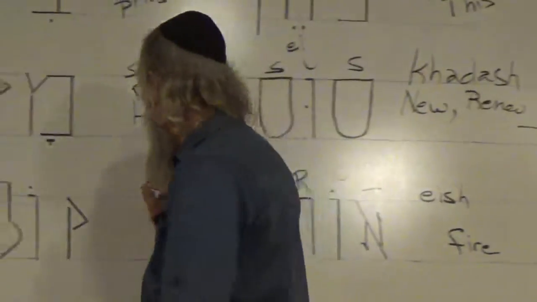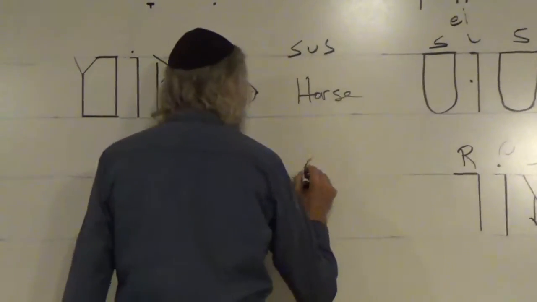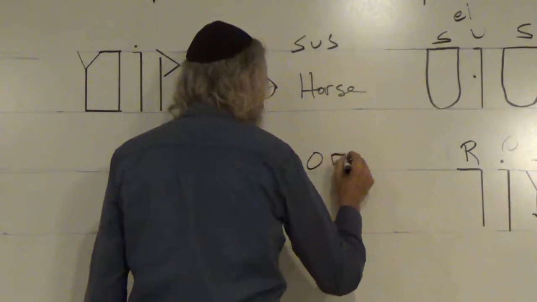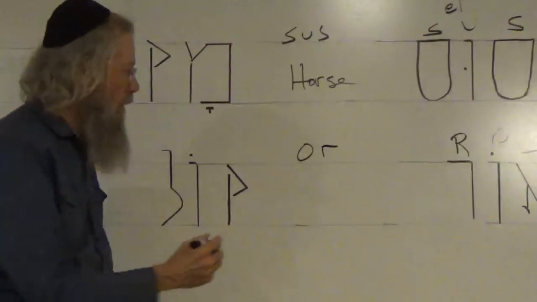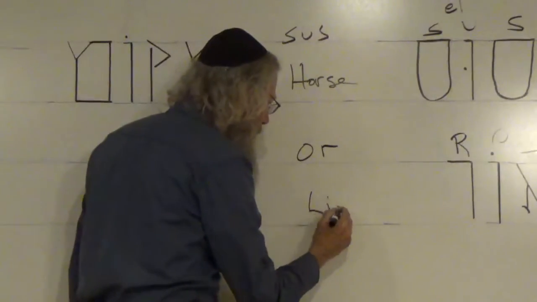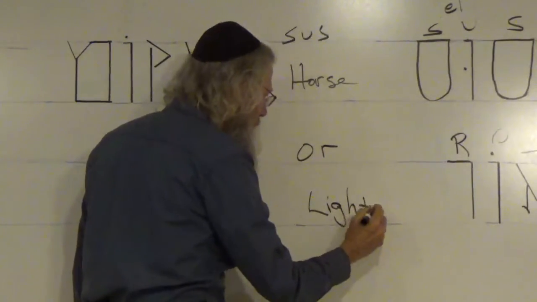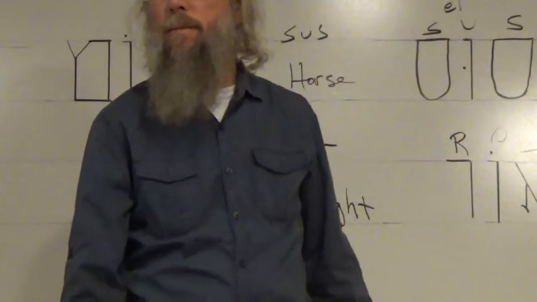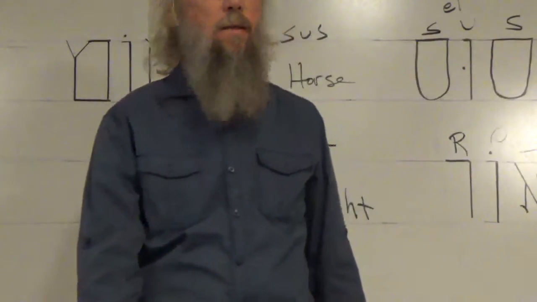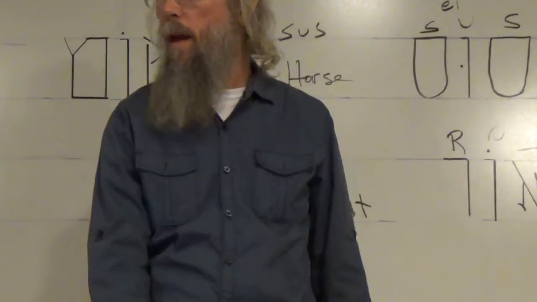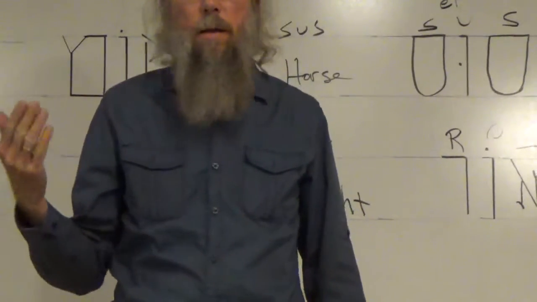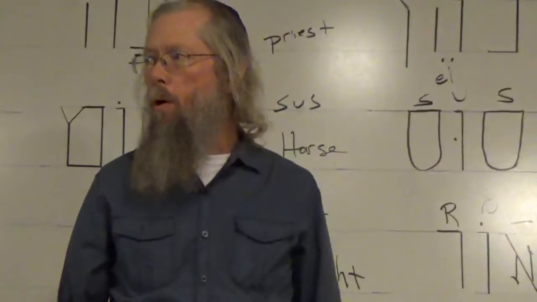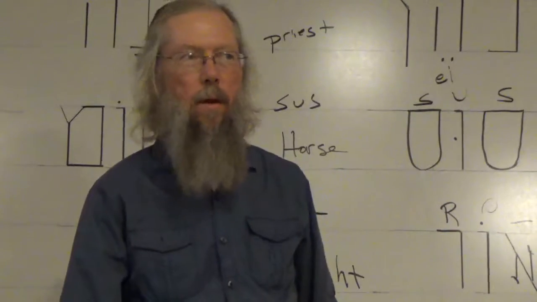So everyone say or. No, this is not like either or. This is another or. Light. Like or shel Shabbat, the light of Shabbat. That's out of the bracha that the women say when they're lighting the Shabbat candle. Or shel Shabbat, the light of Sabbath, the light of Shabbat.